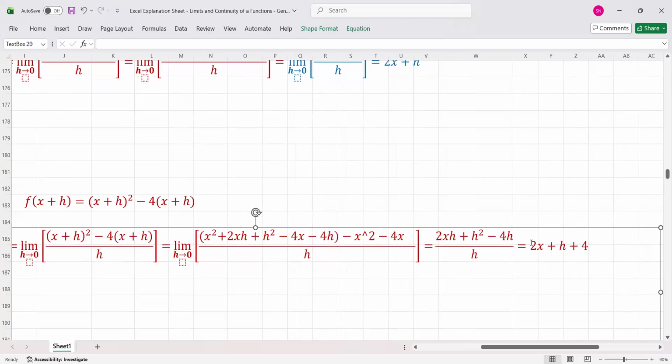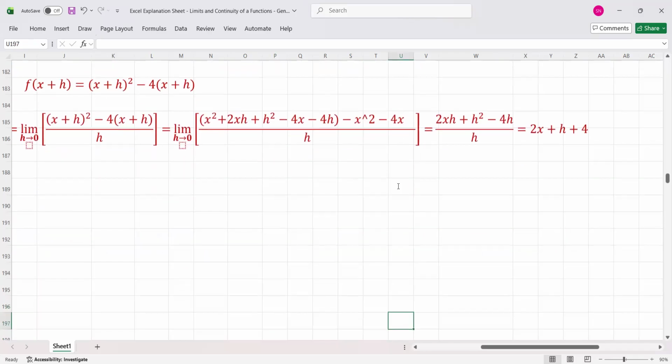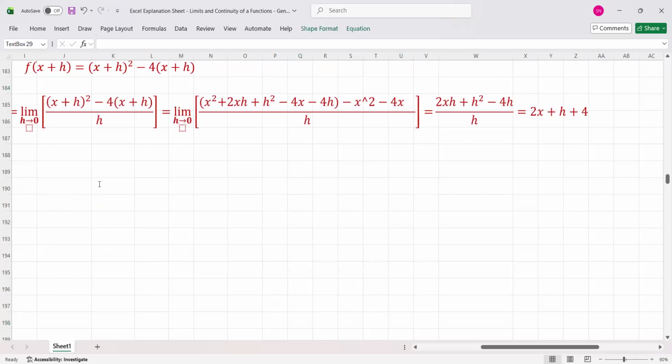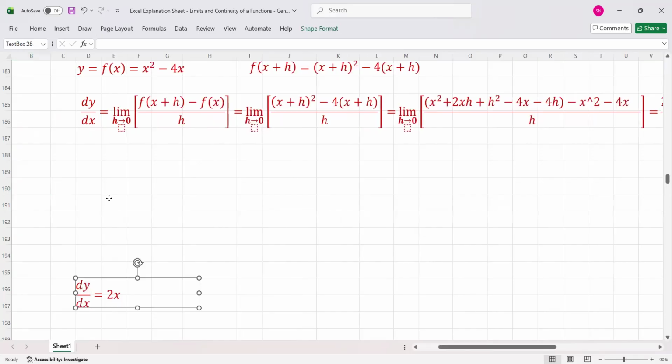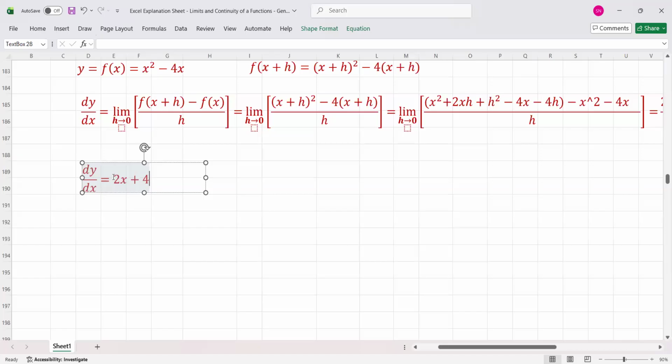Okay. And then if I let h approach 0, then the answer should be 2x plus 4. So your final answer for dy/dx should be 2x plus 4. So this is differentiating by first principle.